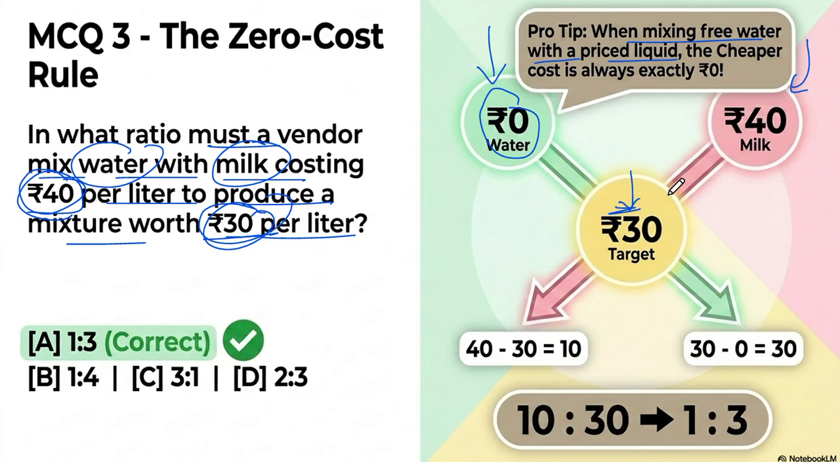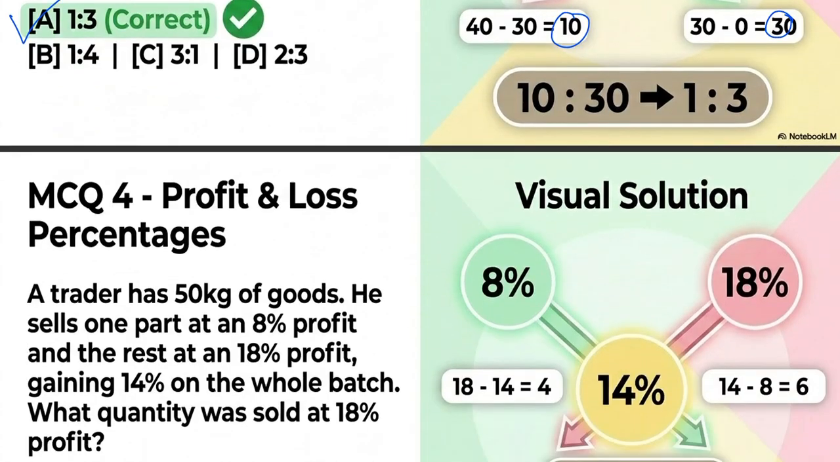Now the next part is cross subtraction. 40 minus 30 is 10, and 30 minus 0 is 30. So take the ratio 10 by 30, which is nothing but 1 over 3. So the correct answer is option A, 1 by 3. Look at the next question.